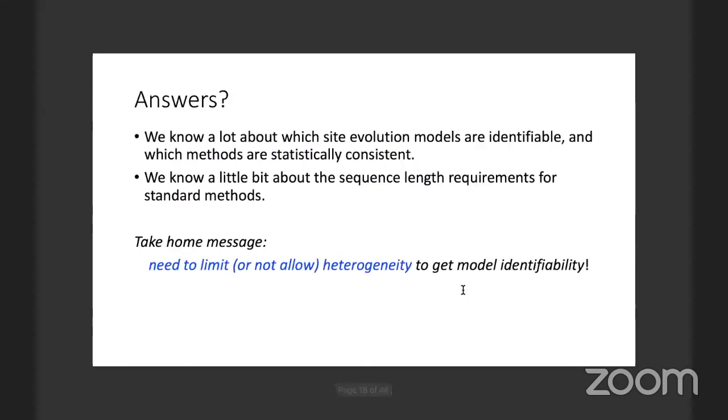And we actually know a lot now. This is work over the last, let's say, 20 years, and we have a lot of information about which evolutionary models are identifiable, which methods are consistent, which methods are not consistent. We have some information about sequence length requirements for methods, but the real take-home message is that the models which are identifiable are ones where you constrain the heterogeneity. If you allow the heterogeneity to be too unbounded, then you don't get identifiability in your model, and therefore you have no chance of having a statistically consistent method. So the models that have been proposed are simple models to keep the model identifiability possible.